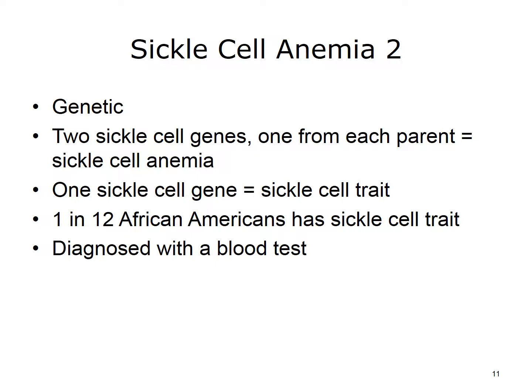This disorder is caused by a genetic problem. People with sickle cell anemia are born with 2 sickle cell genes, one from each parent. If you only have one sickle cell gene, you have what is called sickle cell trait. About 1 in 12 African Americans has sickle cell trait. A blood test can show if you have either the sickle cell trait or the anemia.